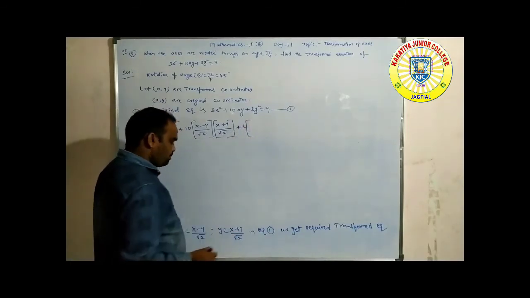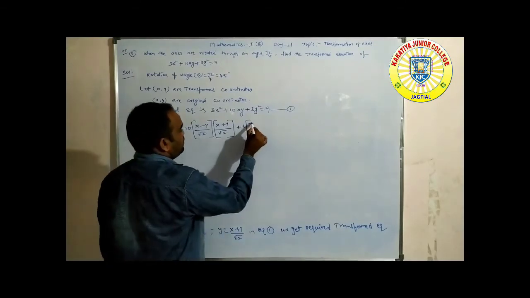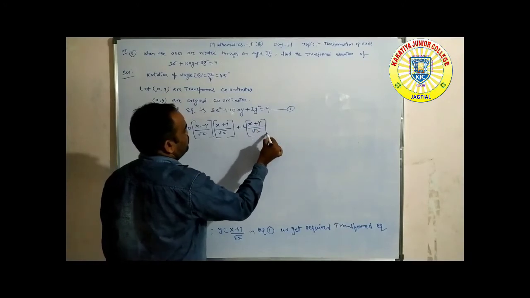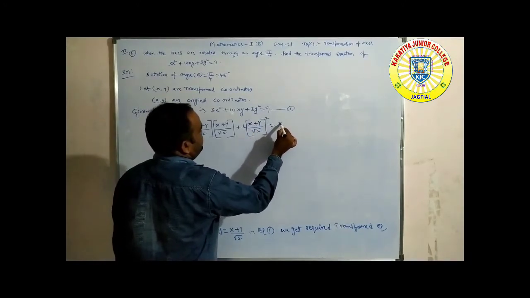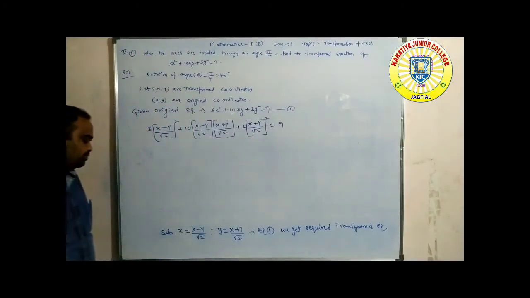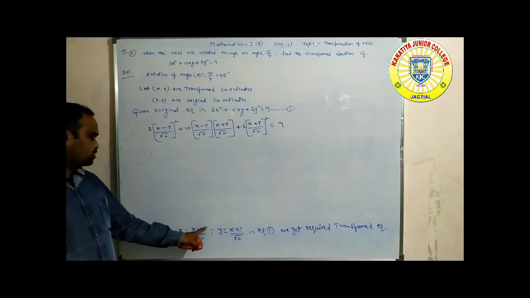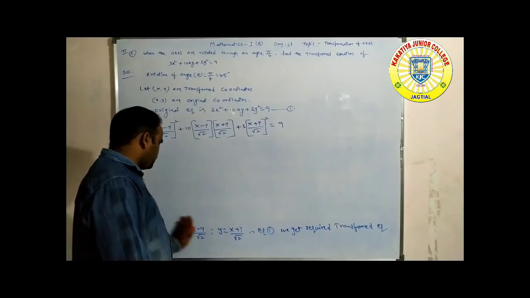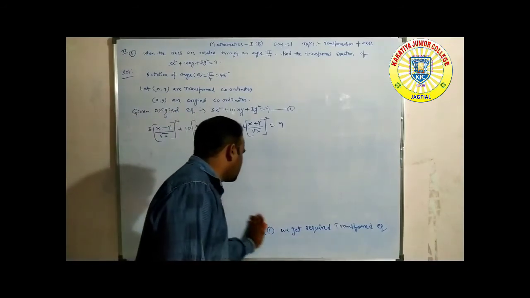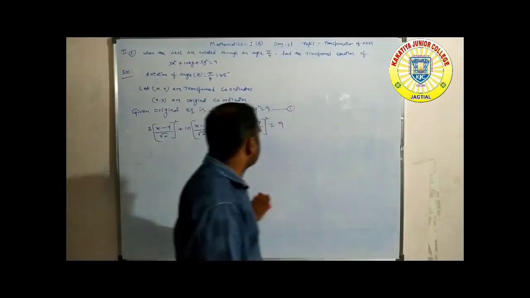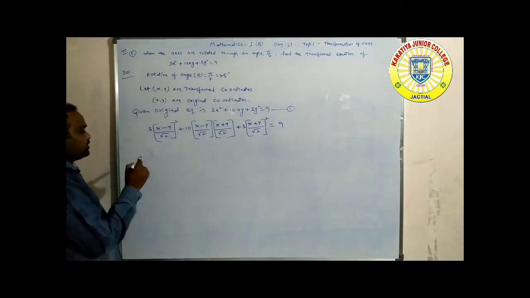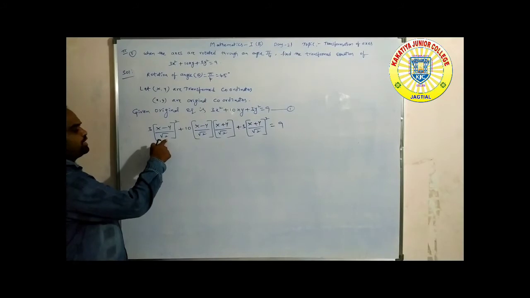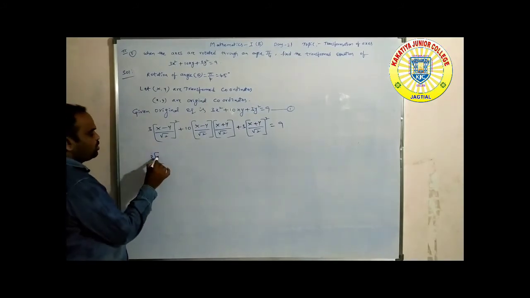3 into capital Y. What is the capital Y? So capital X plus capital Y by root 2 whole square, what is the value? 9. So small x is equal to capital X minus Y by root 2, small y is equal to capital X plus capital Y by root 2. We are substituting these two values in equation 1. We get the required transformed equation. 3 into root 2 whole square. The denominator root 2 whole square is 2.